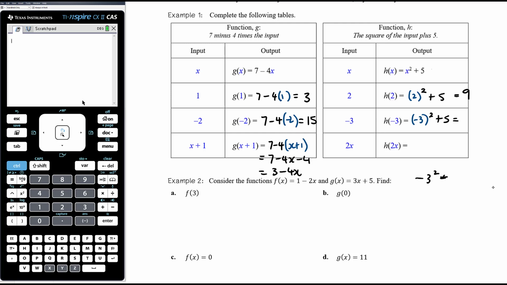Negative 3 squared is not the same as negative 3 all squared. So be careful what you write. Make sure you write what you mean. Negative 3 all squared is positive 9, plus 5 is positive 14. So h of negative 3 is equal to 14.